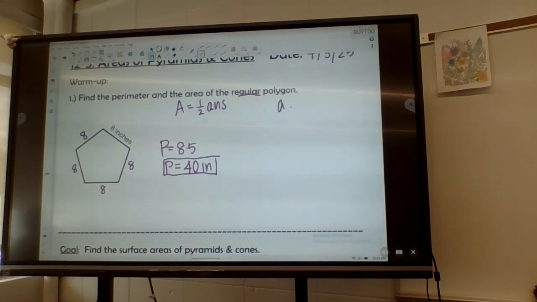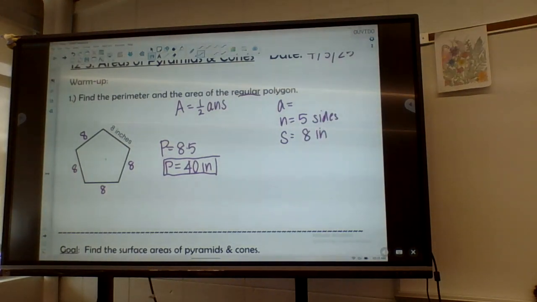Now for a, n, and s, I know the number of sides is 5. I know the side length is 8. I need to find little a. And it's one of the putsy things we have to do in this chapter, but that's why we're practicing it in the warm-up question, just so that you don't have to be nervous if that comes up. Hopefully we'll get a little bit better at it.